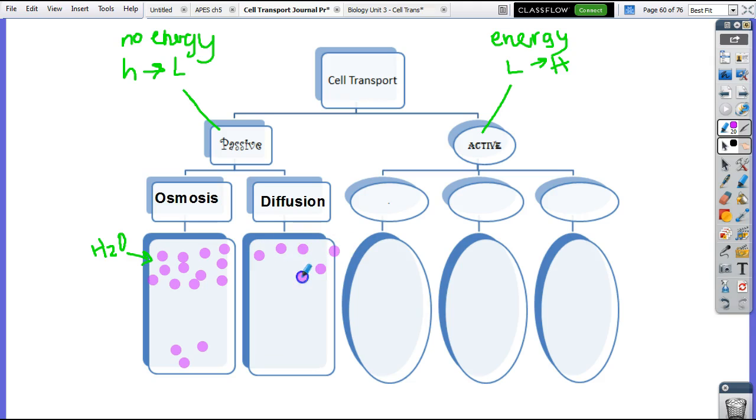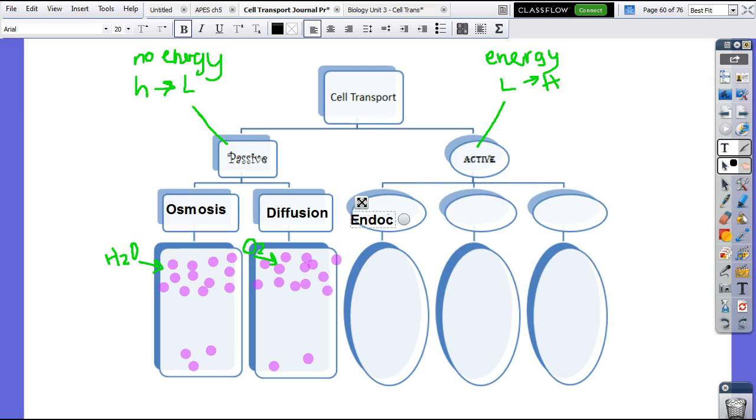Diffusion's the same exact thing, but it's all the other particles. It's everything except for water. So it's high to low still. But in this case, these are molecules. So let's say O2 or CO2, or you could write molecules.